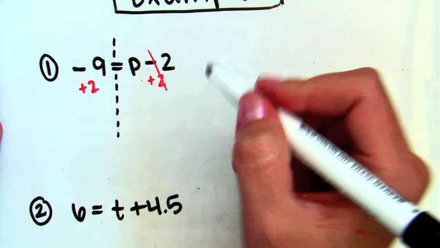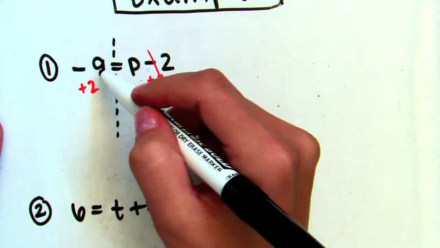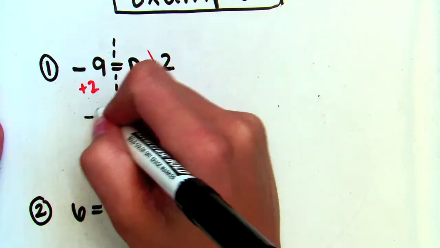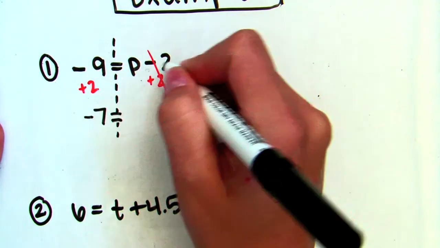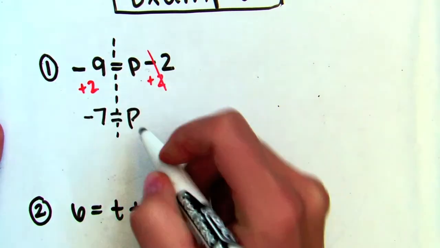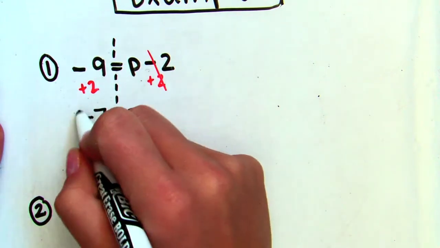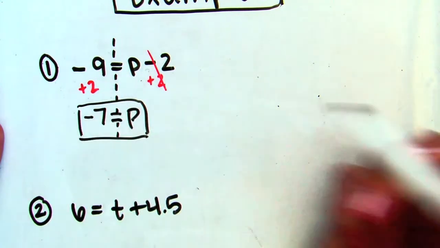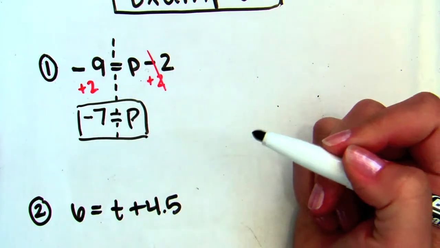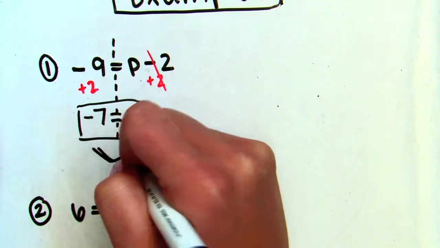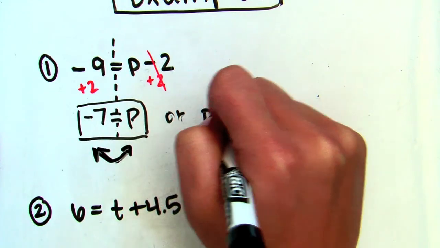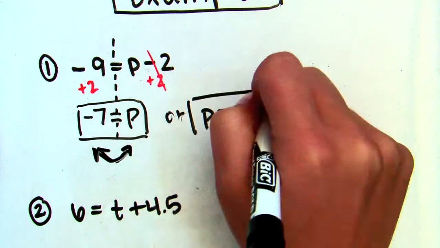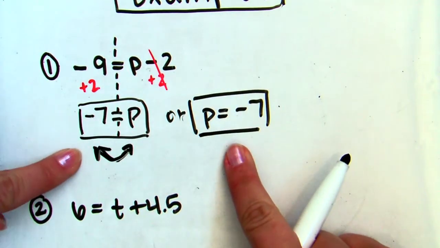After combining like terms, negative 9 plus a positive 2 would be a negative 7. On the right side, the only thing that's left is our p. Now that we've gotten p alone, this is our answer. If you like having the p on the left side, all you have to do is swap them. So you could also answer it as p equals negative 7. Both of these ways are totally correct.